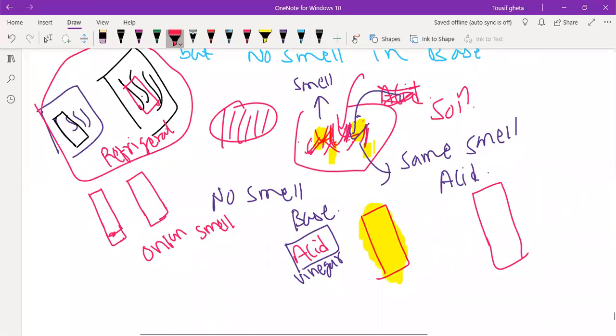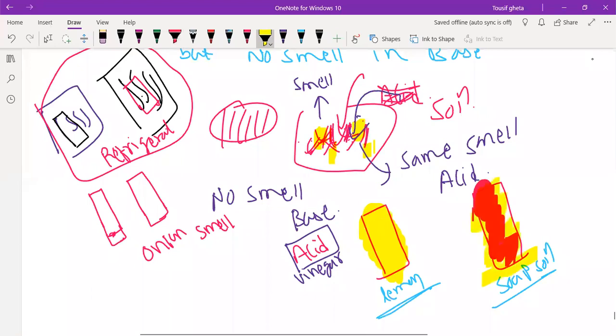Now, on the other cloth, what will you do? Here you have taken lemon or vinegar. On the other cloth, you take soap solution. Soap will be available in everybody's home. Shweta, is lemon available or no? Vinegar, lemon. Put soap solution on this cloth.